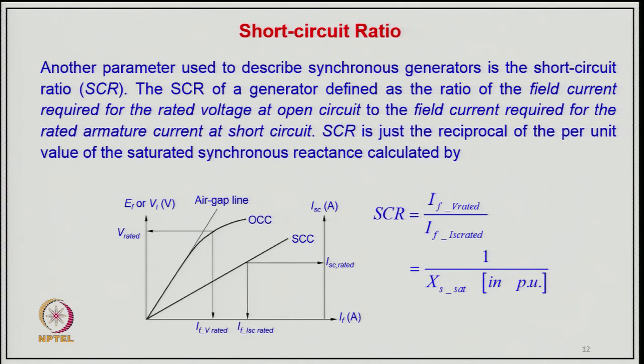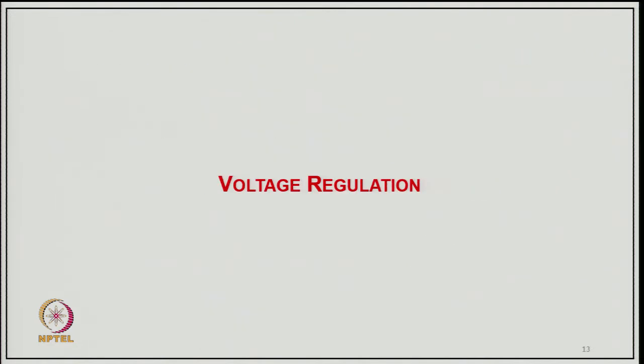Now coming to a terminology called short circuit ratio. Armature parameters are used to describe the synchronous generator in the short circuit ratio. The short circuit ratio of the generator is defined as the ratio of the field current required for the rated voltage at open circuit to the field current required for rated armature current at short circuit. The SCR is just the reciprocal of the per unit value of the saturated synchronous reactance, calculated typically here as SCR equal to I_F at V rated divided by I_F at rated short circuit current, so that becomes 1 upon X_S saturated in per unit, as you can see from the graph.